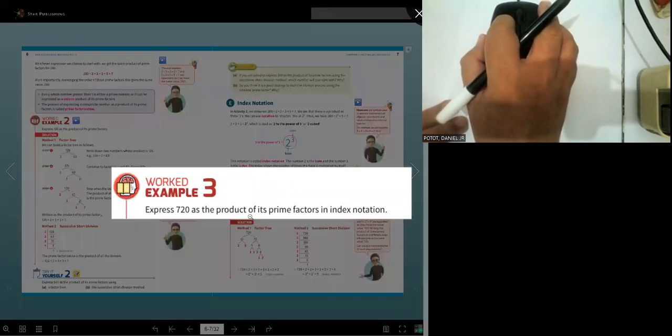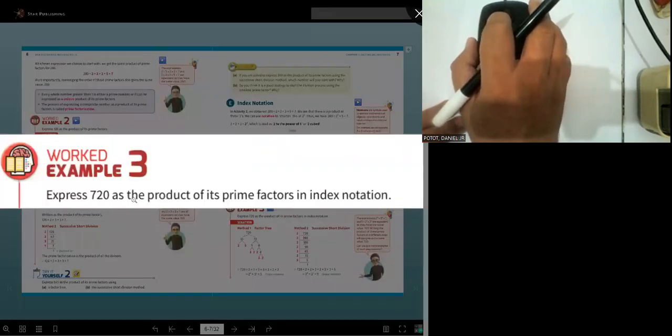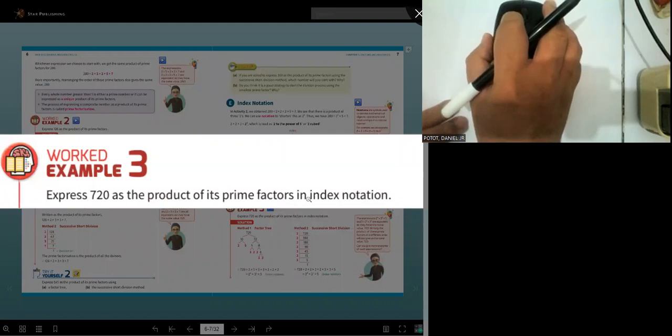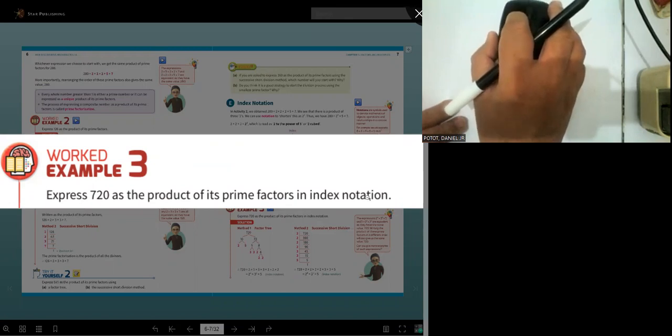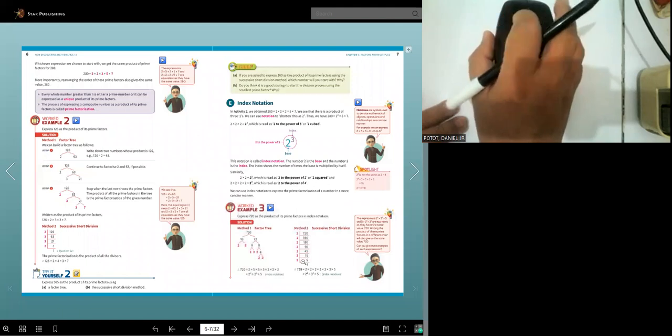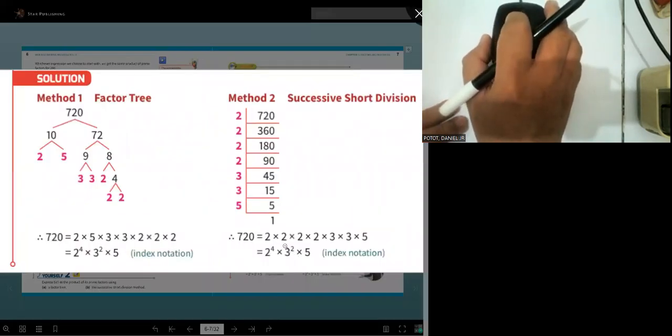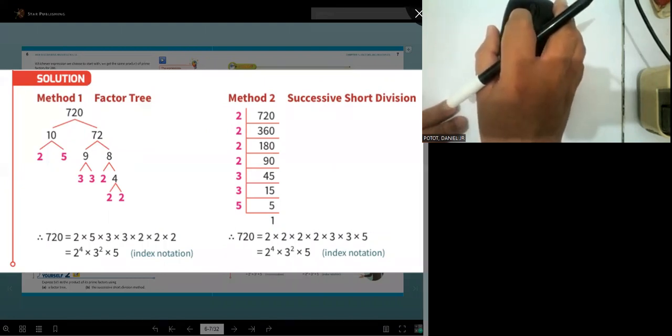Let's try to look into this question. Express 720 as the product of its prime factors in index notation. Okay, in index notation. So I think there is a solution here. Let's just try to look at it. Method number 1 and method number 2. Again, teacher Daniel loves method number 2. But if you want to use method number 1, it's up to you.